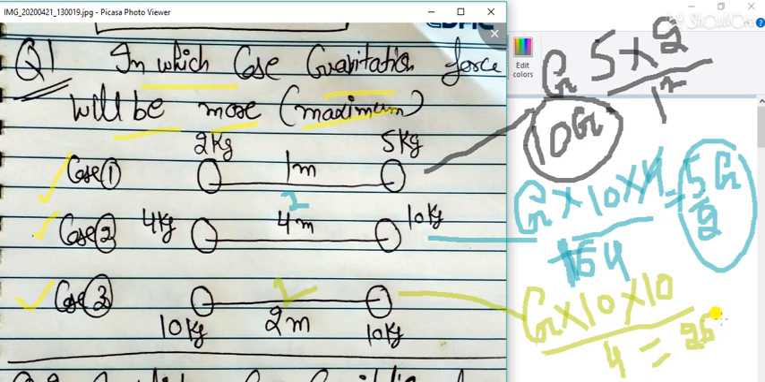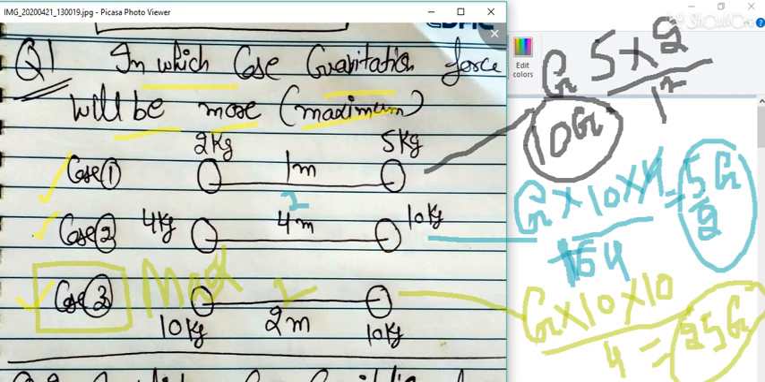So students, in which case is the force maximum? In the first case force is 10 G, in the second case force is 5 by 2 G, and in the third case force is 25 G. So force is maximum in the third case. I hope this question is clear to you now. Take a screenshot of this question and note it down in your notebook, so that we can proceed to the next question.